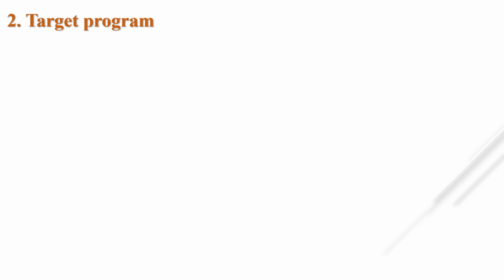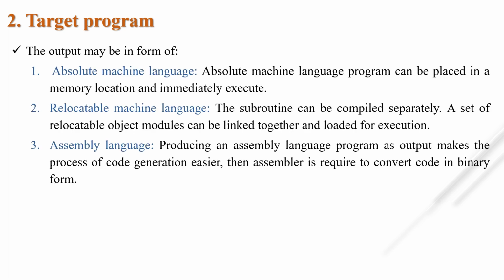The second issue of the code generator is the target program. The output of a code generator is the target program. The output may take a variety of forms like absolute machine language, relocatable machine language, or assembly language. Producing an absolute machine language program has the advantage that it can be placed in a fixed location in memory and immediately executed. By producing a relocatable machine language program, subroutines can be compiled separately. A set of relocatable object modules can be linked together and loaded for execution by a linker and loader.